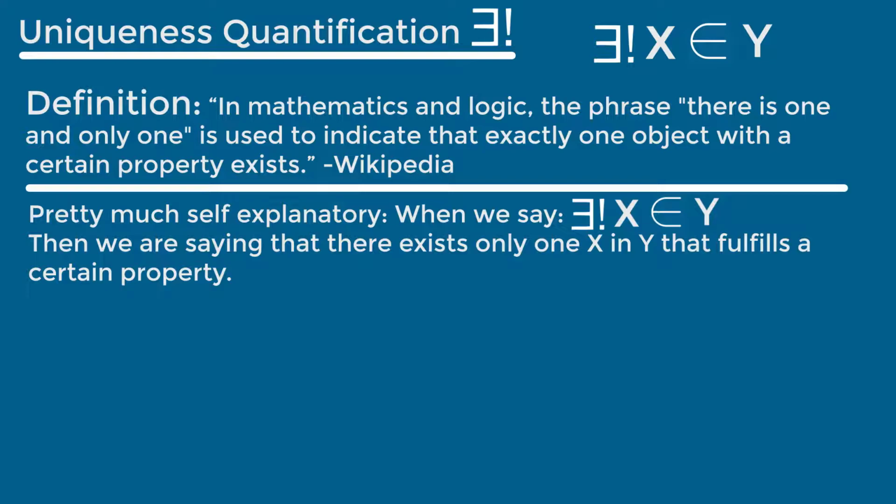So when we say there exists only one x in y that fulfills a certain property, that means that in the set or collection y, there is only one element that fulfills a certain property. So if we say that in y there exists only one x, which when divided by 3 equals 1, that means that in the collection y there is only one element that when divided by 3 will equal to 1.